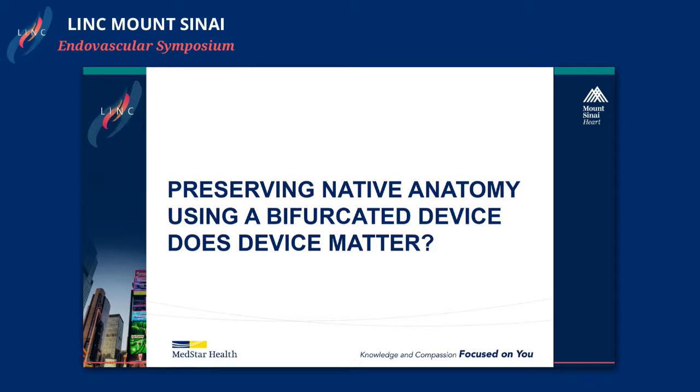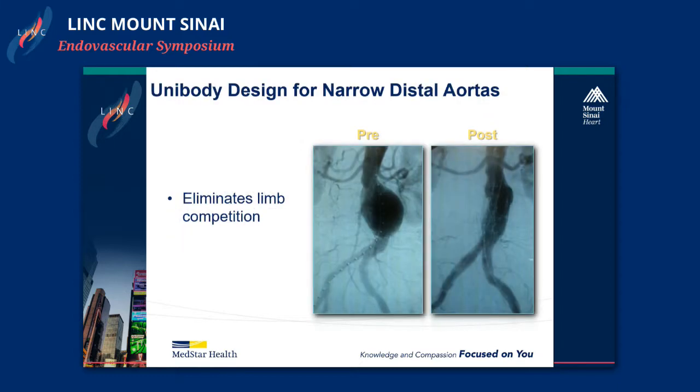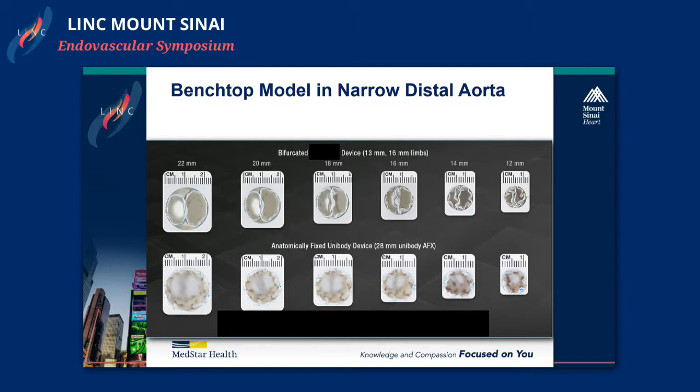So if you're going to preserve the native anatomy using a bifurcated device, one question is, does the device actually matter? One of the possible solutions for a narrow aortic bifurcation is to use a unibody device. You eliminate that competition of the limbs within that narrow space and contour more similarly to the native anatomy. And when you look at this benchtop model in a narrow distal aorta, you can see the difference between a modular bifurcated device versus a unibody bifurcated device.